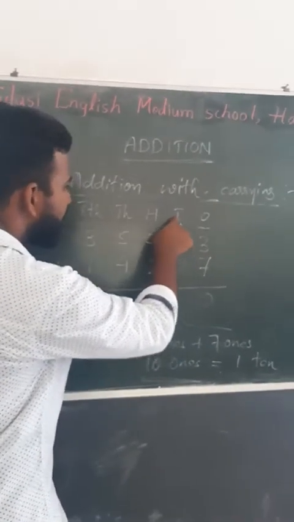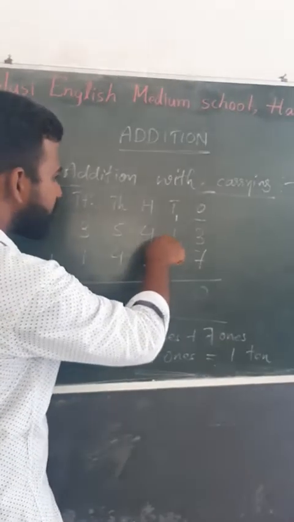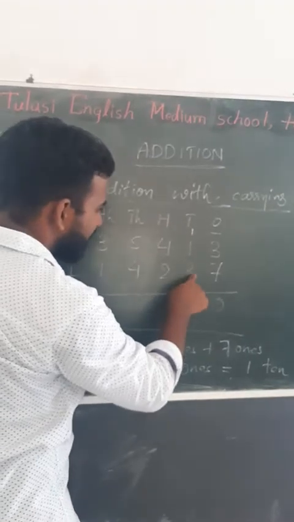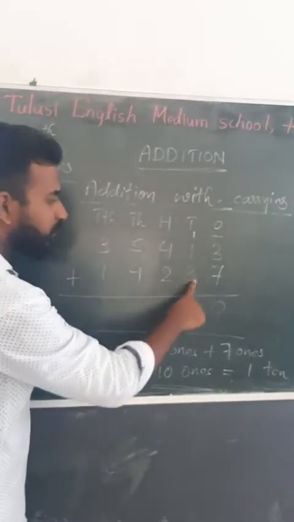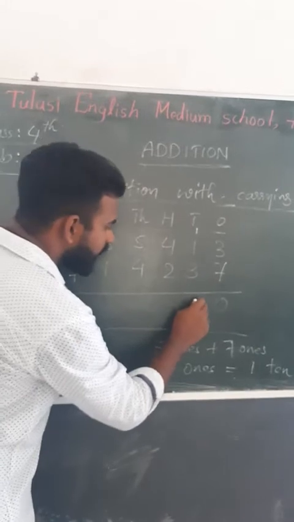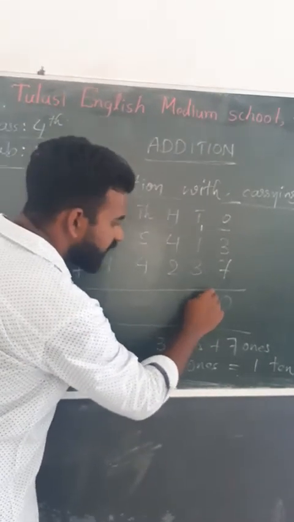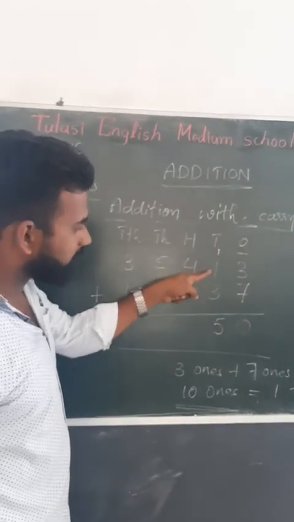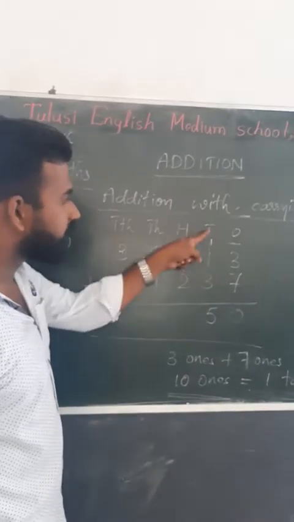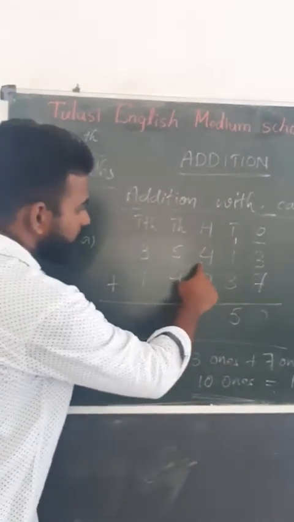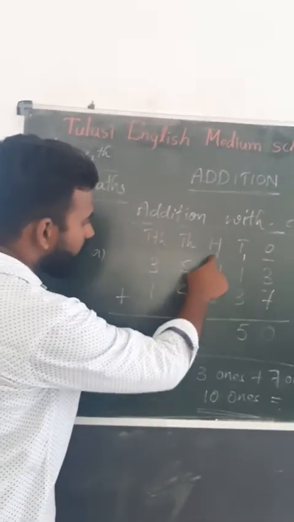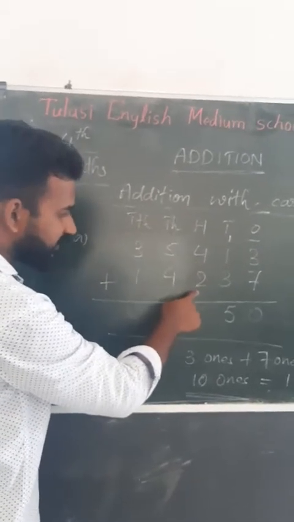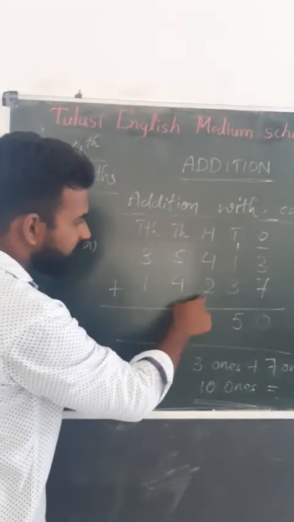Now 1 ten here, and here also 1 ten, and 3 tens. 1 plus 1, 2. 2 plus 3, 5 tens. No carry. Now 4 hundreds plus 2 hundreds. 4 plus 2, 6 hundreds.